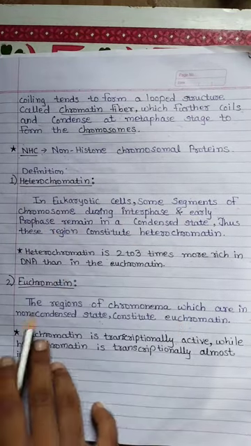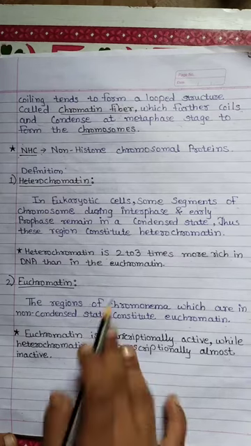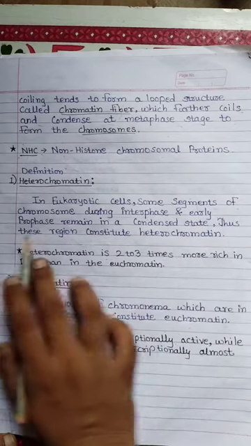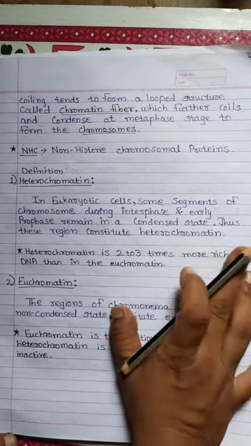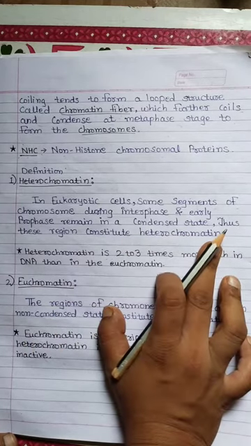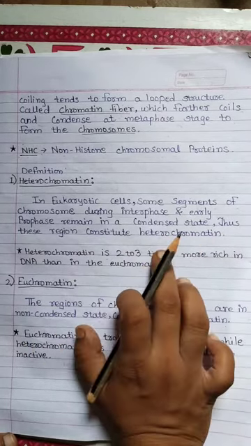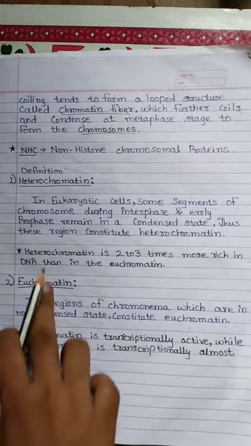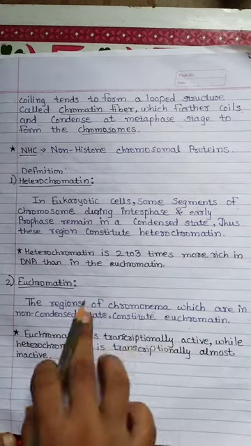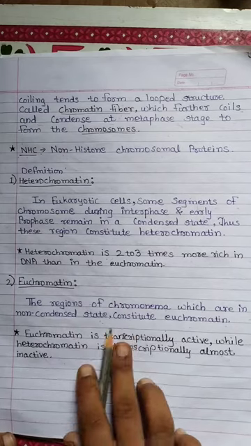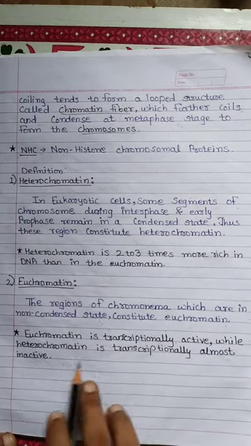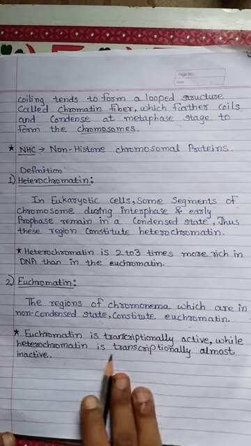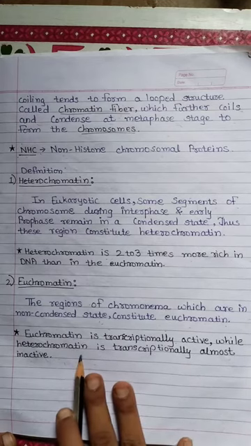The two terms are heterochromatin and euchromatin. In eukaryotic cells, some segments of the chromosome during interphase and early prophase remain in a condensed state. This region constitutes heterochromatin. Heterochromatin is 2 to 3 times richer in DNA than euchromatin. Euchromatin is the region or area of chromosomes which is in a non-condensed state. Thus euchromatin is transcriptionally active while heterochromatin is almost transcriptionally inactive.